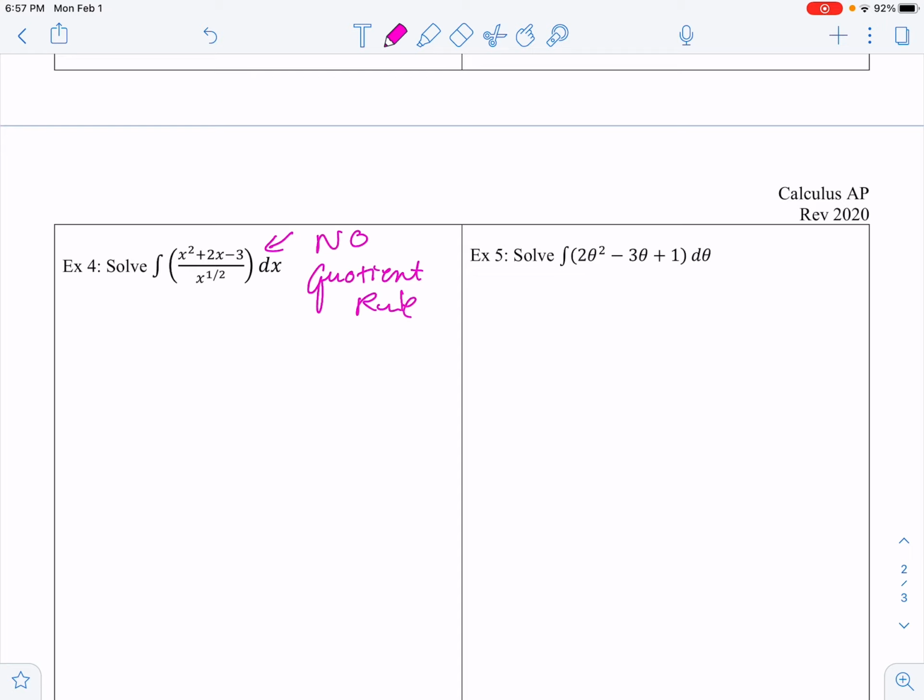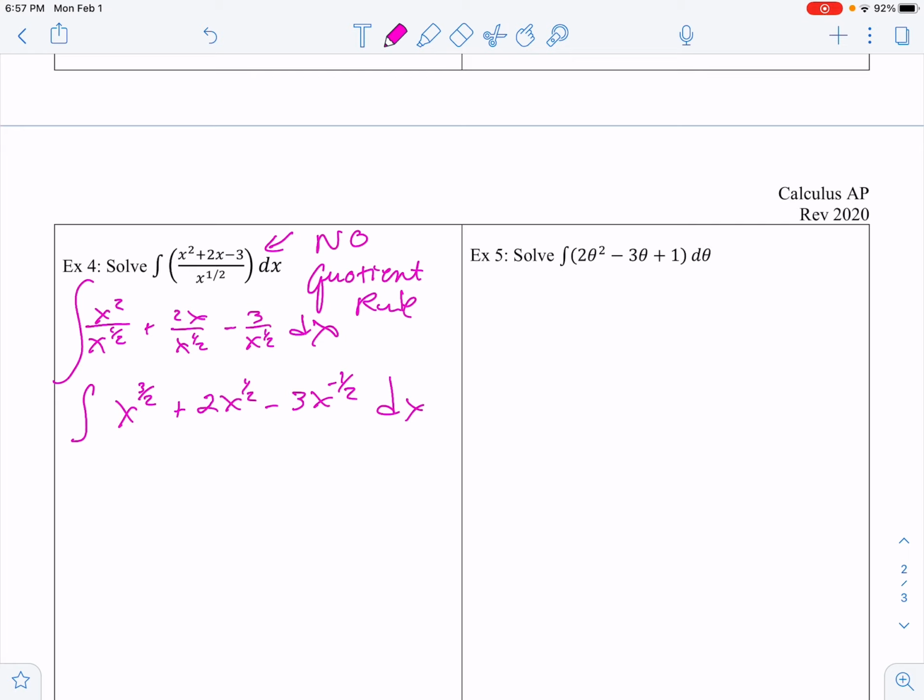So you just have to clean it up. So you have x squared over x to the 1/2 plus 2x over x to the 1/2 minus 3 over x to the 1/2. Then that's the integration of x to the 3/2 plus 2x to the 1/2 minus 3x to the negative 1/2. And don't forget your dx, the variable of integration.